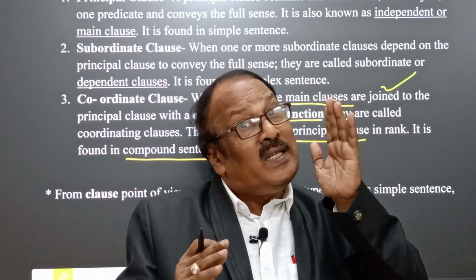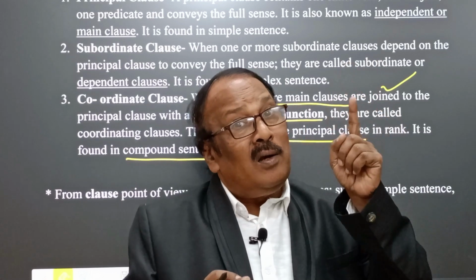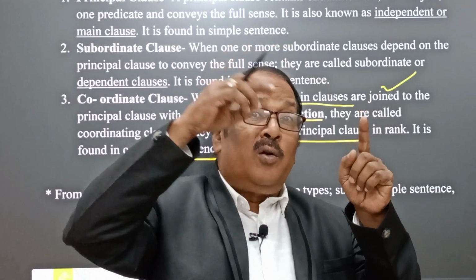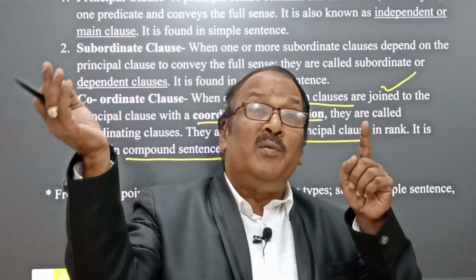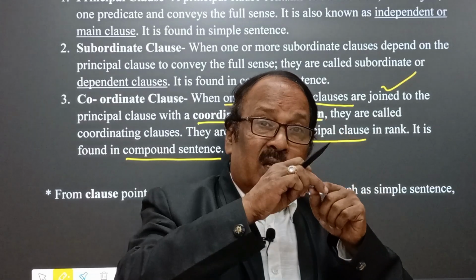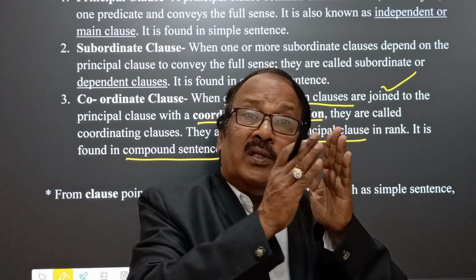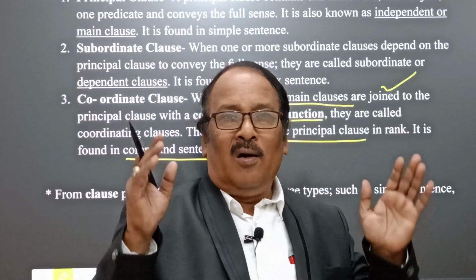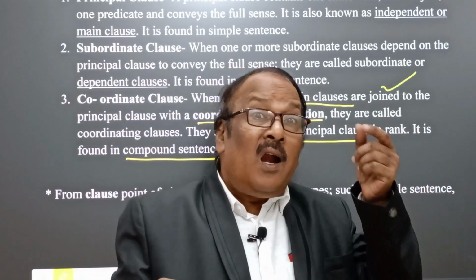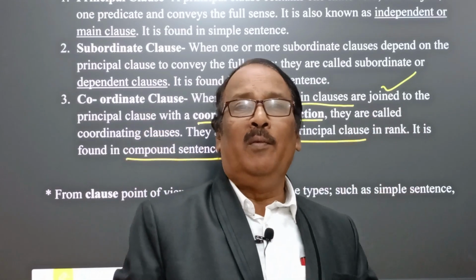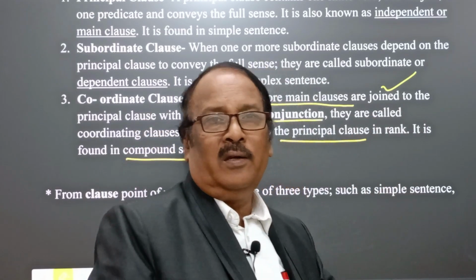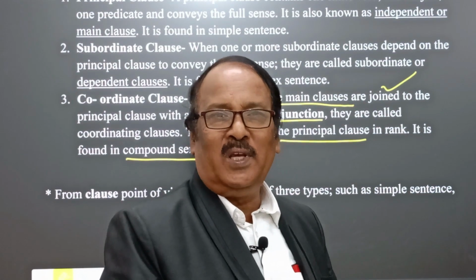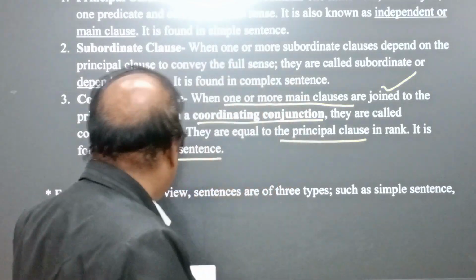Whenever in a complex sentence there is one principal clause, there are one or more subordinate clauses. At the same time, in a compound sentence, there may be two or more than two clauses. They are all independent clauses and they are connected with the help of a coordinator or linker or connector or conjunction, whatever we say. Yes, now come to the next idea.